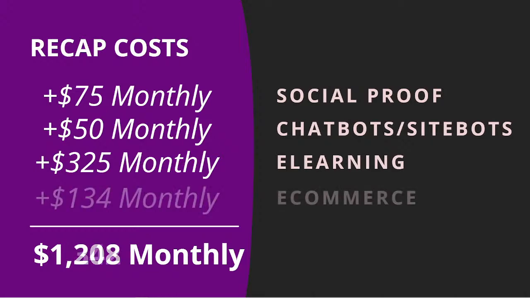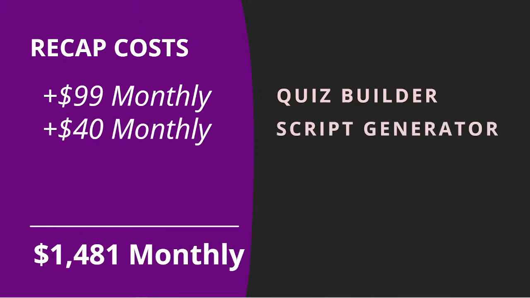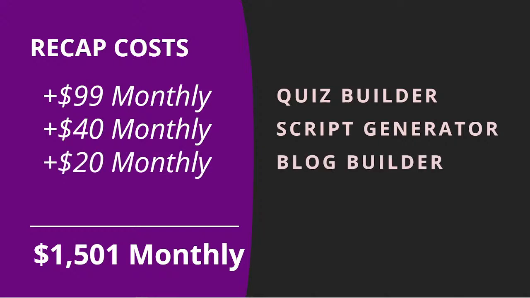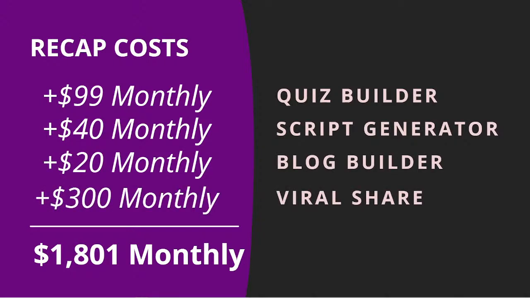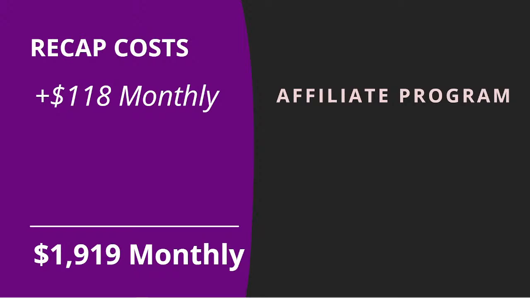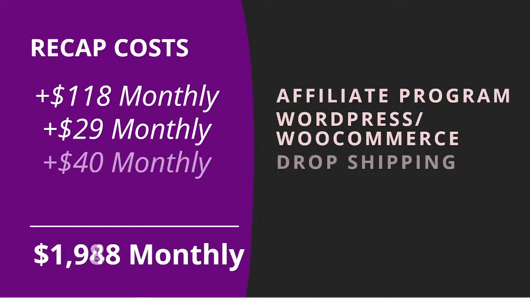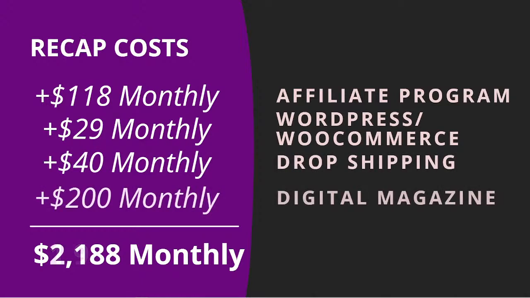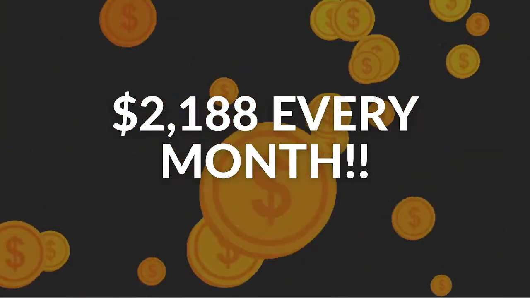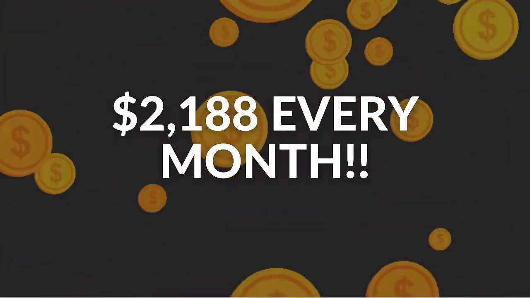$325 a month for the e-learning, $134 a month for e-commerce, $99 a month for a quiz builder, $40 a month for a script generator, $20 a month for a blog builder, and $300 a month for the viral share. $118 a month for an affiliate program, $29 a month for WordPress and WooCommerce, $40 a month for the drop shipping, $200 a month for the digital magazine. To purchase all of these tools separately would cost you $2,188 every single month.